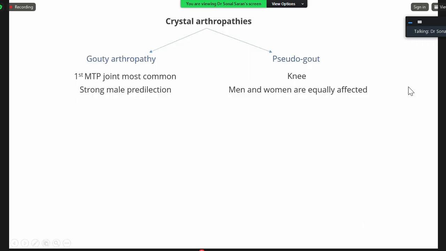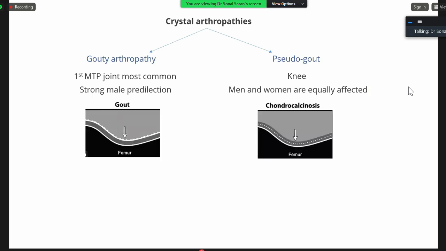So crystal arthropathies are of two types. It can be gouty or it can be pseudo-gout or CPPD type. So in gouty, first MTP joint is most commonly affected. It has a strong male predilection. Whereas pseudo-gout, it affects knee joint most commonly and men and women are equally affected. And we have two patterns of deposition of the crystals over the articular cartilage. In gout, it gets deposited over the surface, whereas in chondrocalcinosis, it gets deposited in the middle layer.